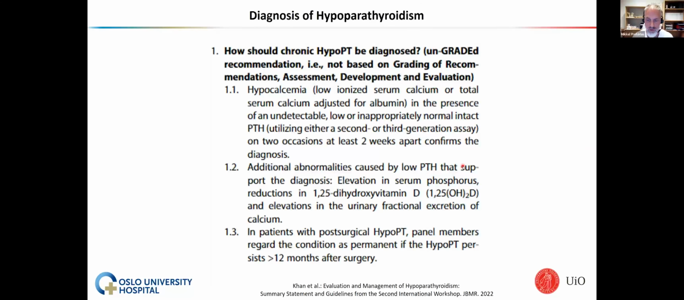This has also been a focus group of the second international workshop, and the definition is now quite clear. It's hypocalcemia in the presence of low or inappropriately low PTH, and you should not give this diagnosis until 12 months after surgery.